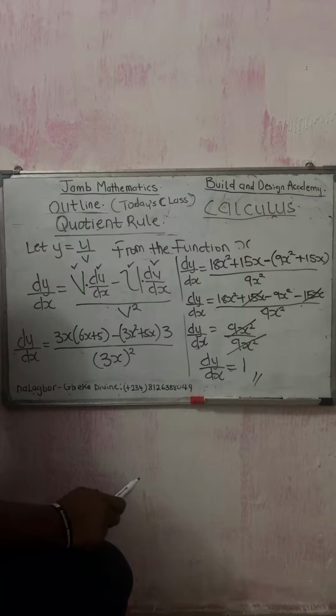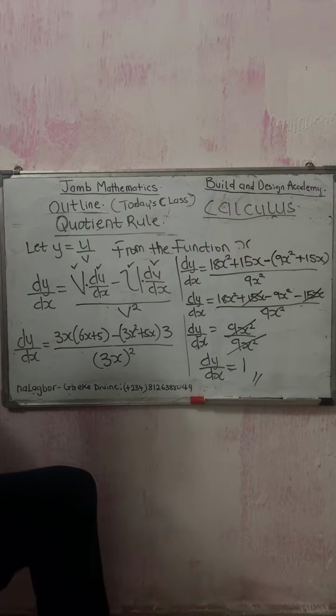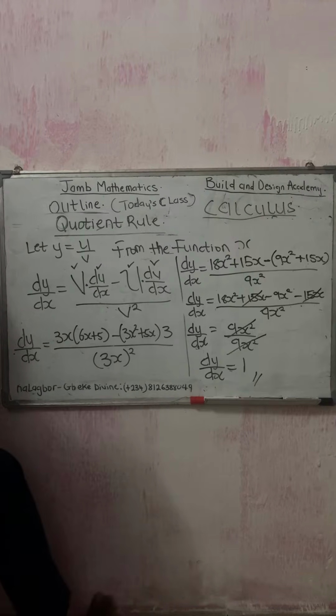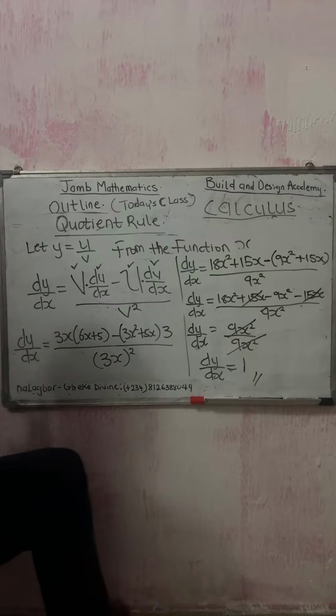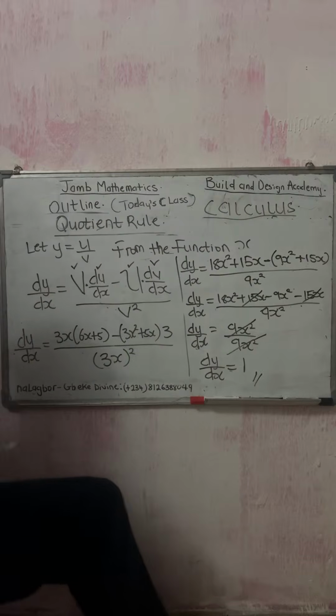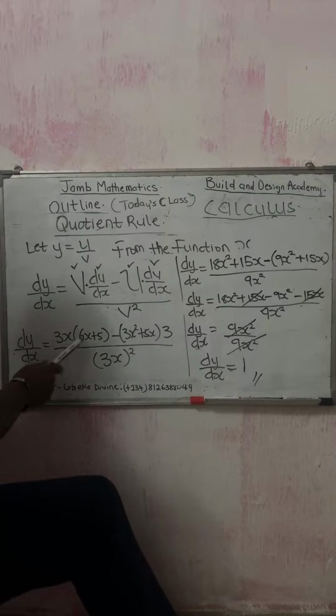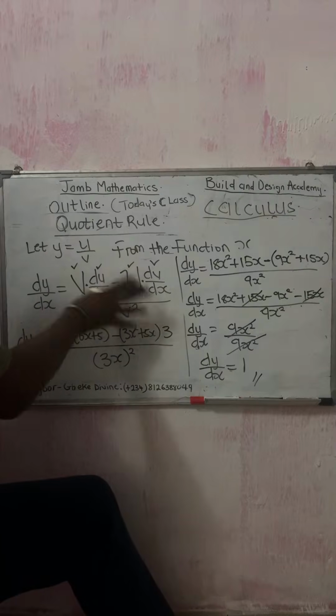Okay, let's proceed to chain rule. Before I do that, let me recap this quotient rule, since you don't understand. Now, we're given a question. Our question was y is equal to this. Not this. Okay, the initial question, I've cleaned the initial question.